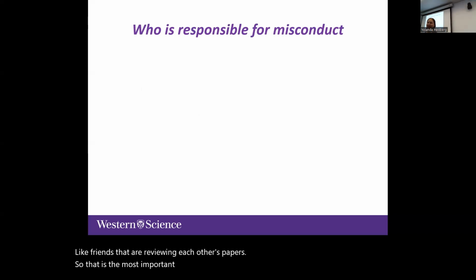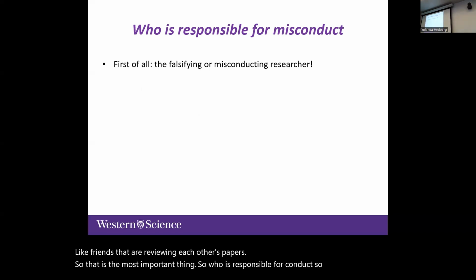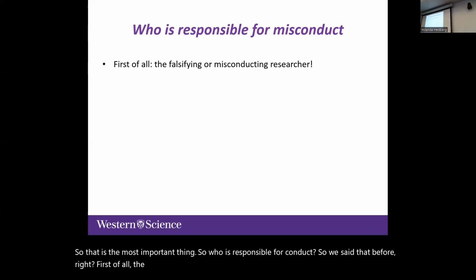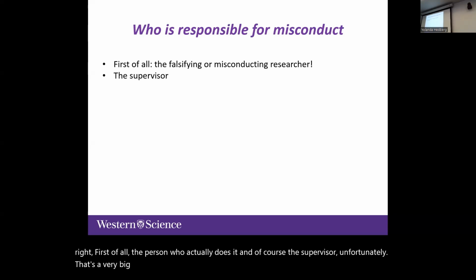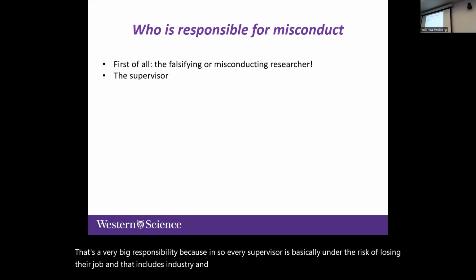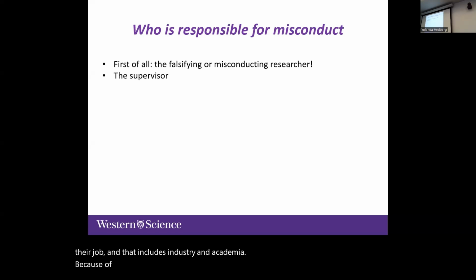So who is responsible for misconduct? We said that before, right? First of all, the person who actually does it. And of course, the supervisor, unfortunately. That's a very big responsibility because every supervisor is basically at risk of losing their job. And that includes industry and academia, because of someone lower in the hierarchy under their supervision doing something wrong.